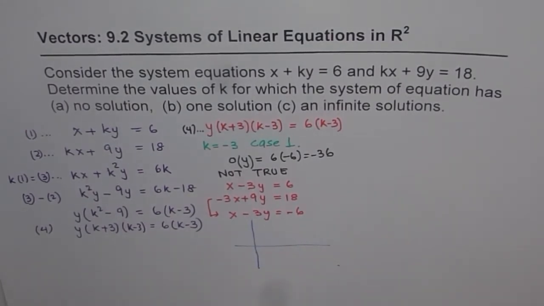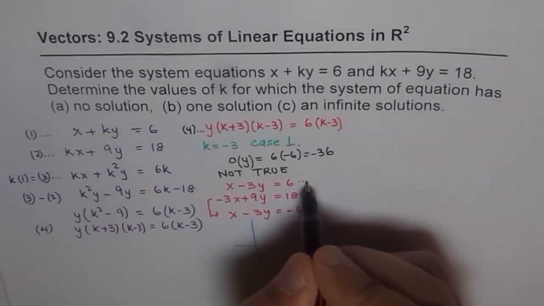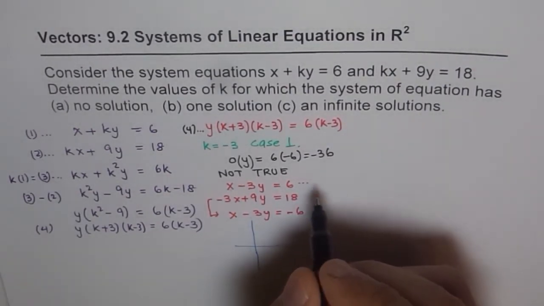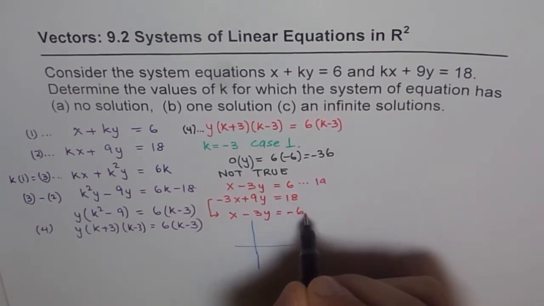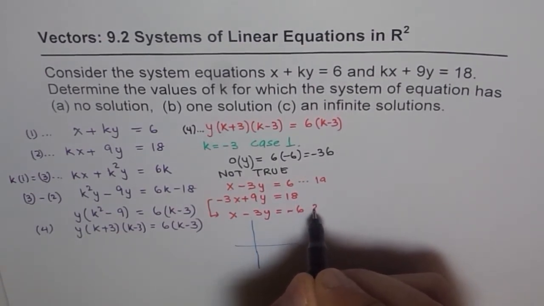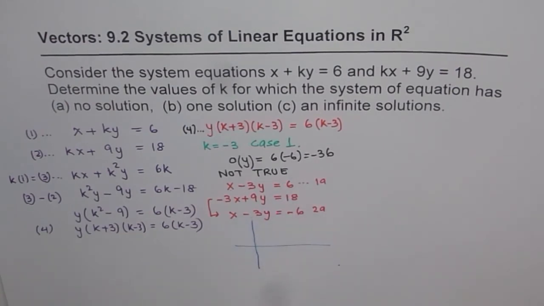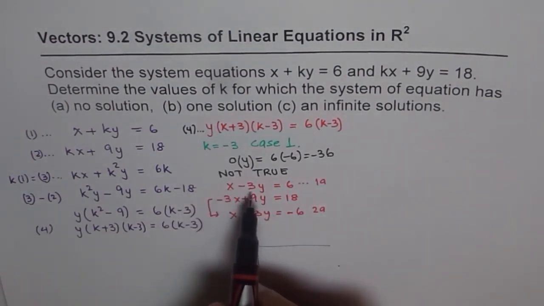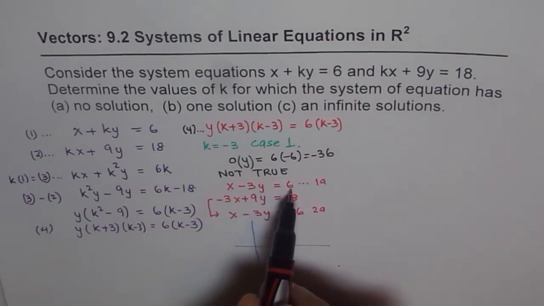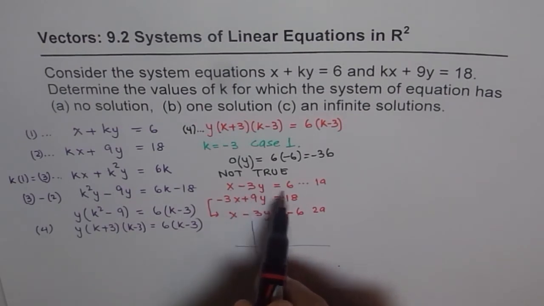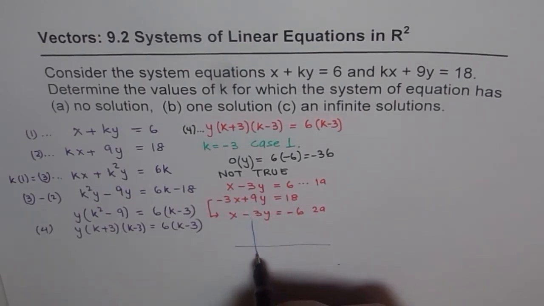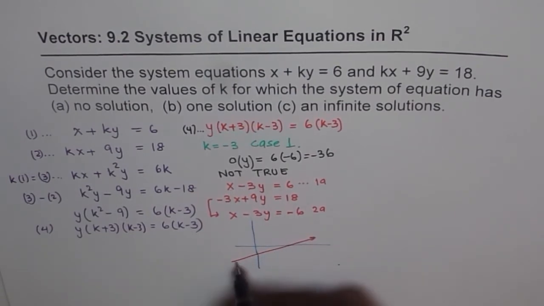So what we have here is my equation number 1a, and this is my equation 2a, where we have put k equals minus 3. Now if I plot this, what is my x-intercept? The x-intercept is 6 and the y-intercept is minus 2. So I have a line through minus 2 and 6. So I have a line like this. So that is the first line.